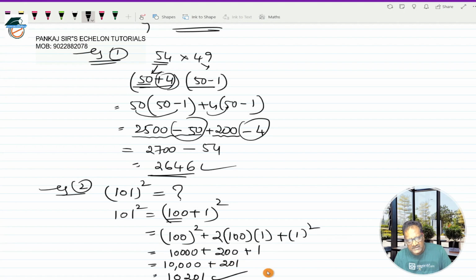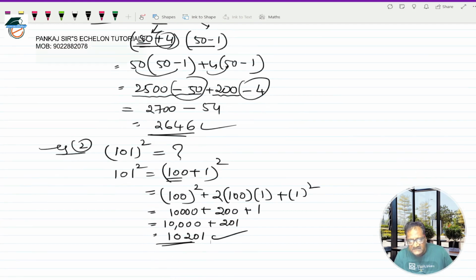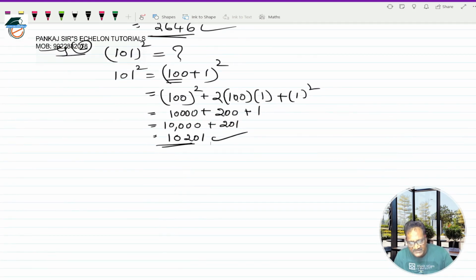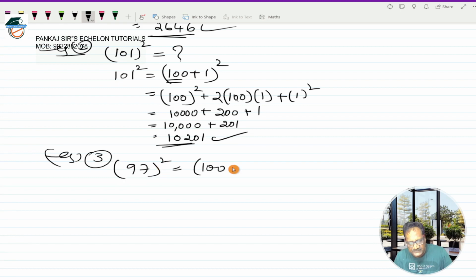That's it. Next is example number 3, and this is the last example of today's. Let us try this 97 square. So 97, I will write it as 100 minus 3 the whole square. 97 is 100 minus 3.